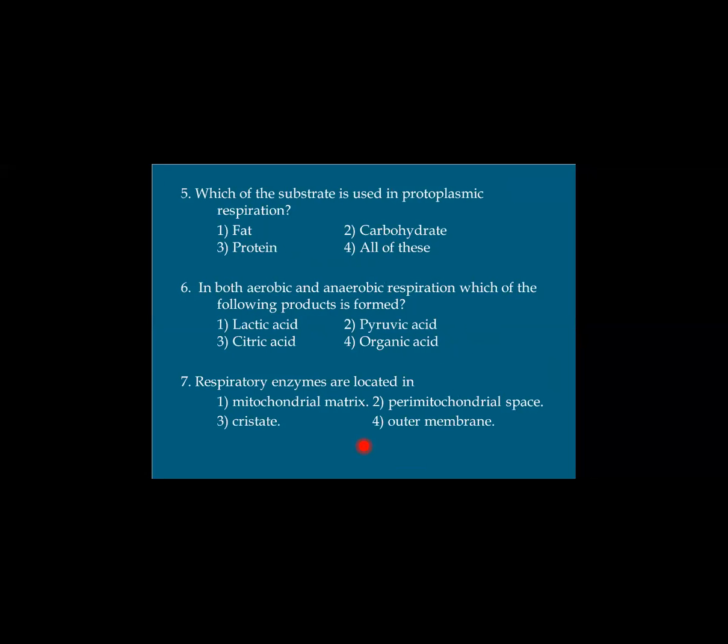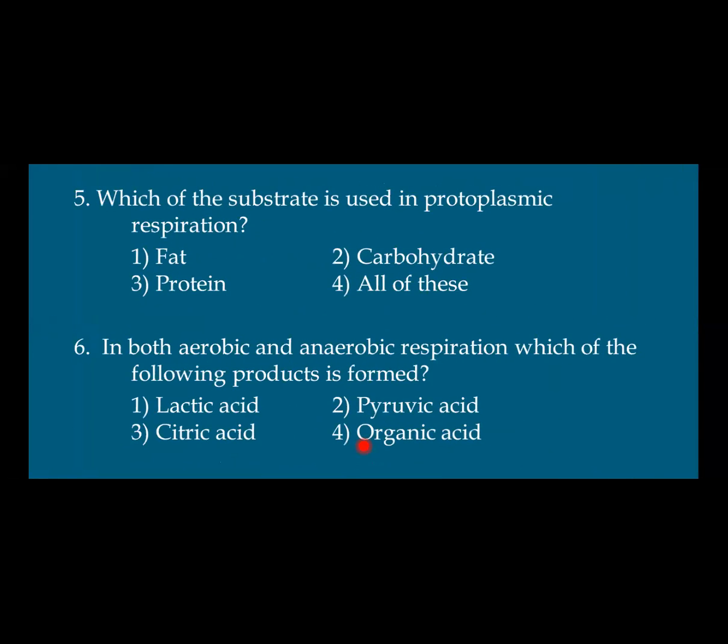Now let us go to the question number 5 here. Question number 5, you can see which of the substrate is used in protoplasmic respiration. So students, I told there are two types of respiration. Which are those? One is protoplasmic respiration and another one is the free floating respiration. What is the difference? If carbohydrates and fats are used, the respiration is called free floating respiration. If proteins are used, it is called protoplasmic respiration. So for this question number 5, the answer should be option 3, protein.